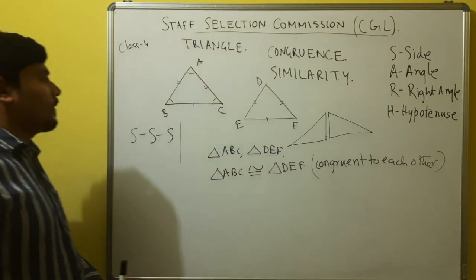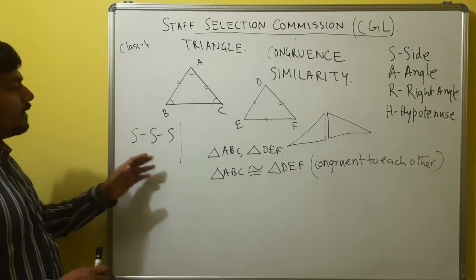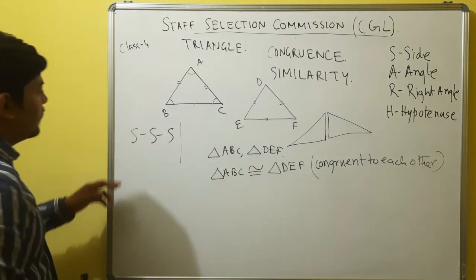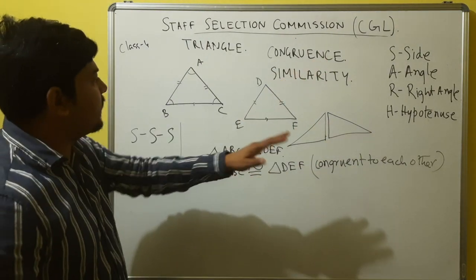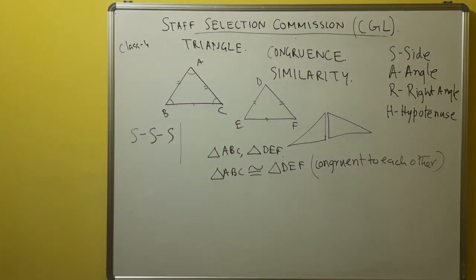Okay. So now I know how to write triangles. And what is the property by which they can be congruent? SSS. S is side, side, side, if three sides are matching. Okay. What is the other thing?